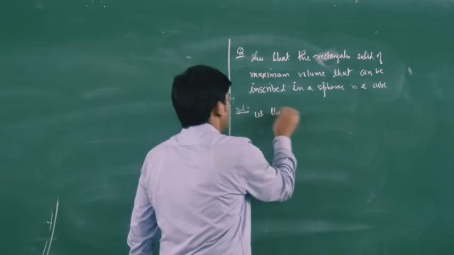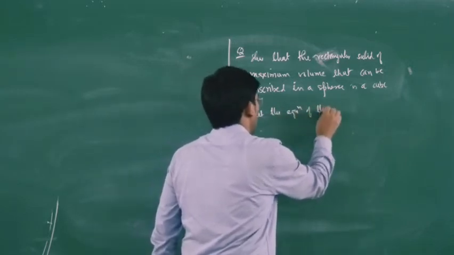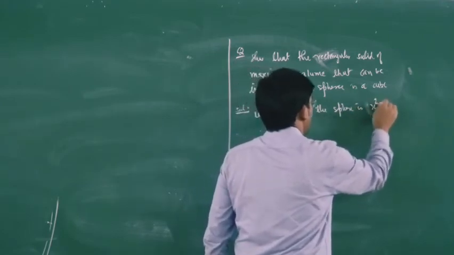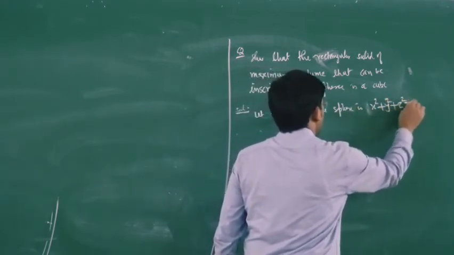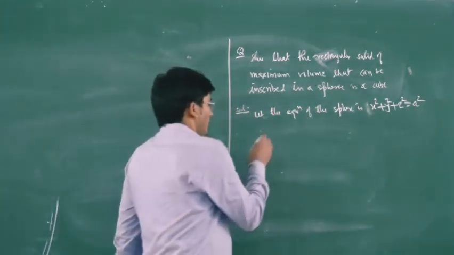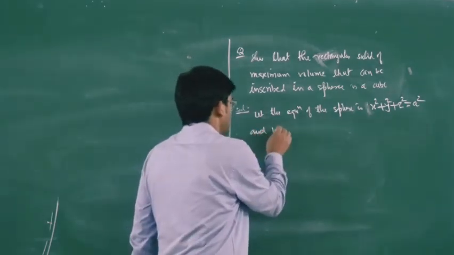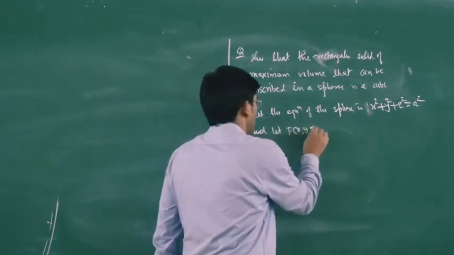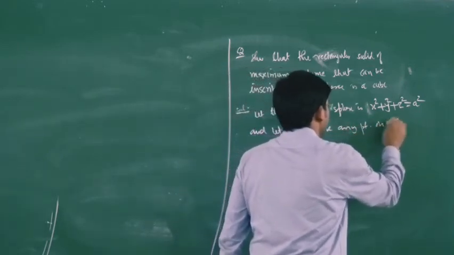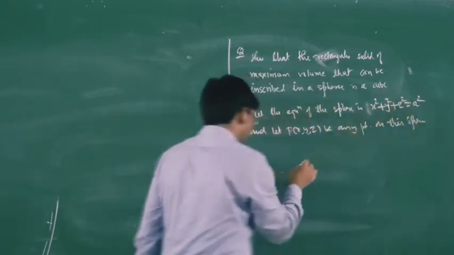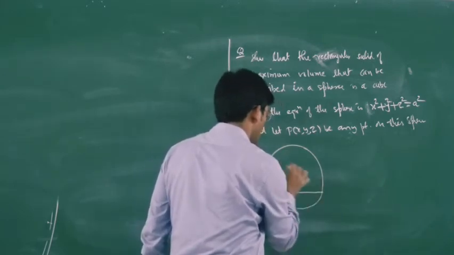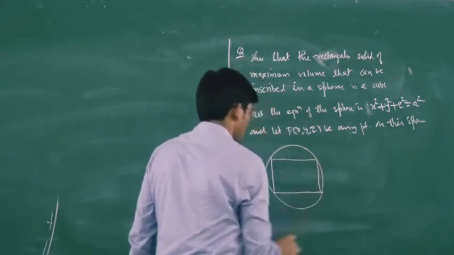The equation of the sphere is x square plus y square plus z square equal to a square, where a is the radius of the sphere, and let P be any point on this sphere. So we have the question of the type. Suppose that this is your sphere and this is your rectangular solid.